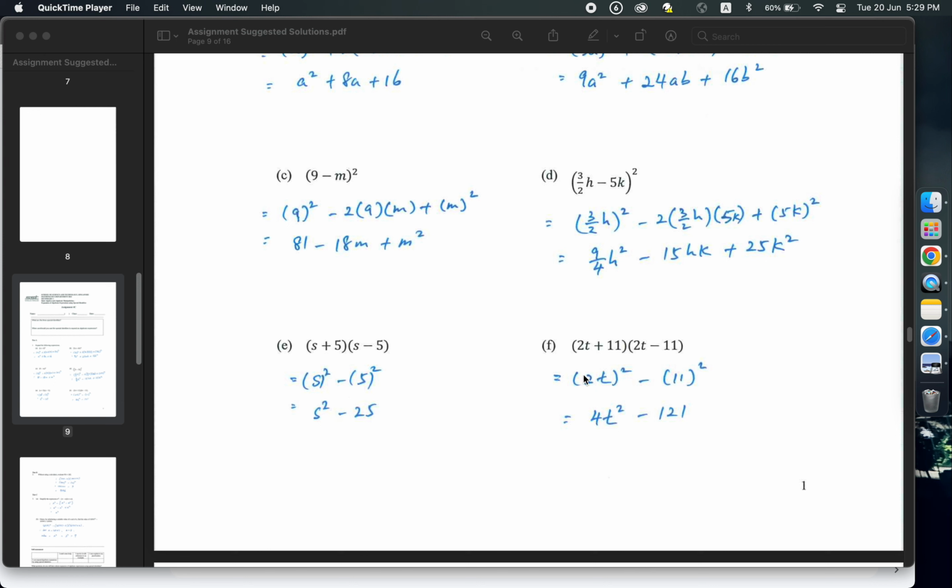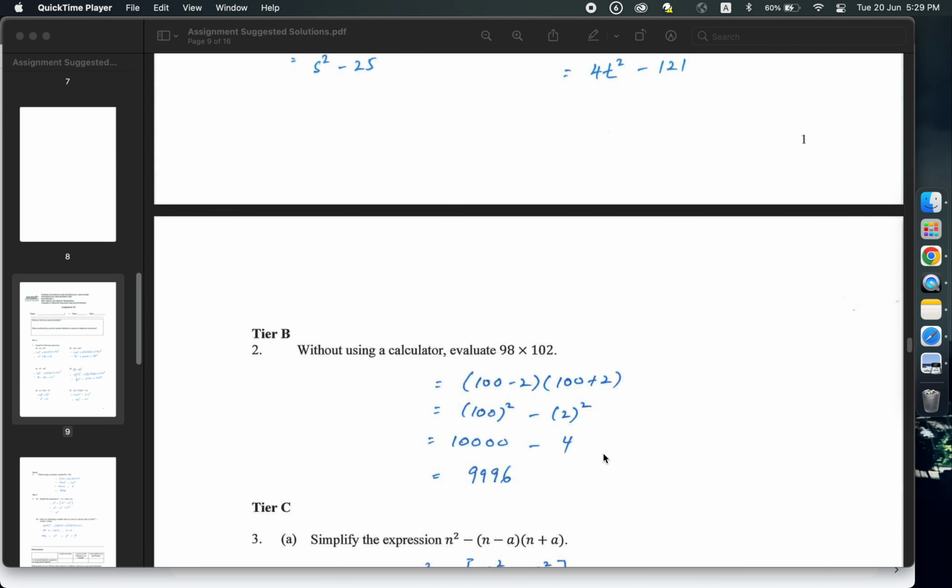Here, same thing. So we have 2t in brackets. Remember the bracket squared minus 11 squared. So 4t squared minus 121.